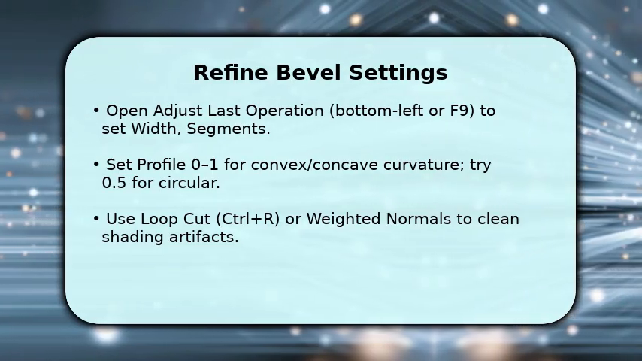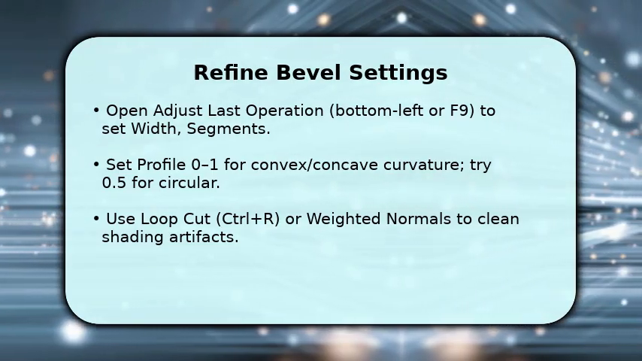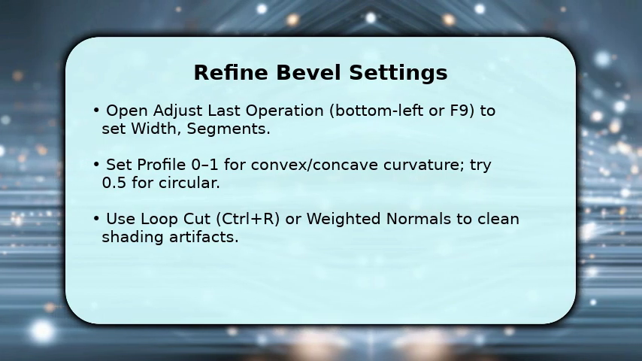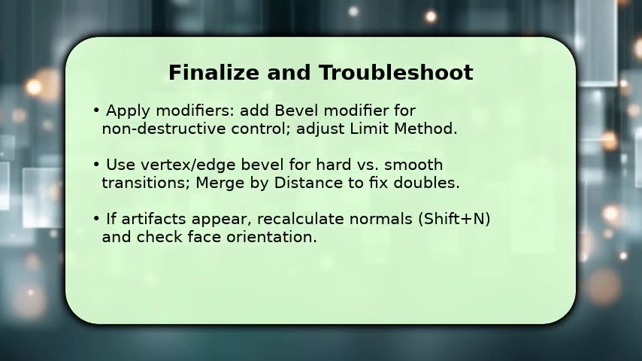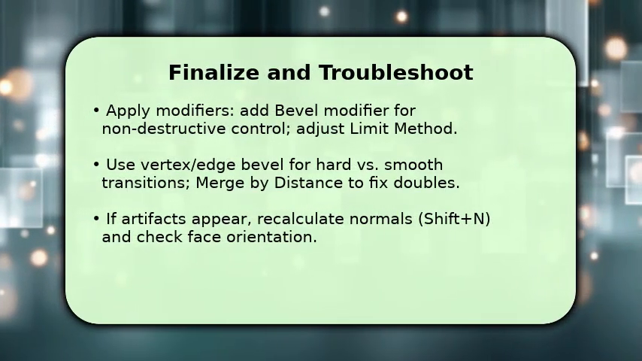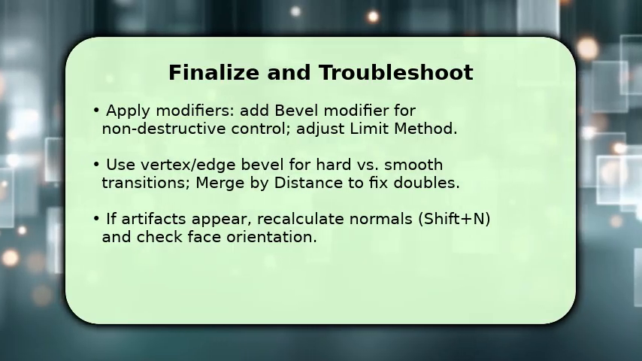You finish by deciding destructive versus non-destructive workflow. Add a bevel modifier for editable rounds or keep Ctrl+B for direct edits. Set limit method to angle or weight to target specific edges and apply modifier when final.